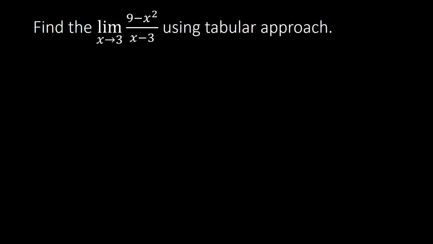This time, we're going to talk about limits with tabular and graphical operators. So the first one here is finding the limit of 9 minus x squared over x minus 3 as x approaches 3. So for this limit statement, our function is the entire 9 minus x squared over x minus 3.